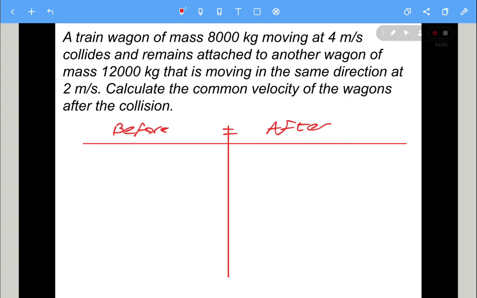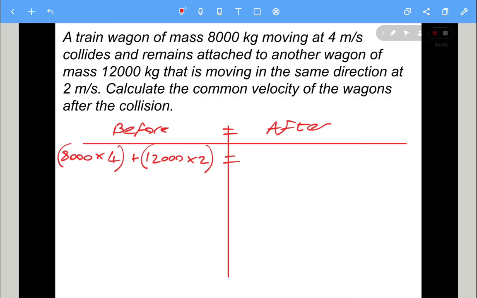So we've got 8,000 kilograms for the first train wagon, multiplied by its velocity of 4 meters per second initially. Plus, then we've got the second wagon that's got a mass of 12,000 kilograms, and that's moving at 2 meters per second. So that's the momentum of both of the objects before the collision. And that's going to be equal to the momentum after the collision.